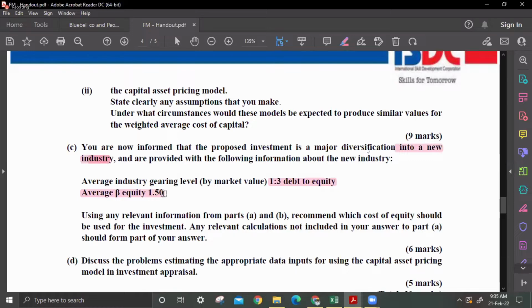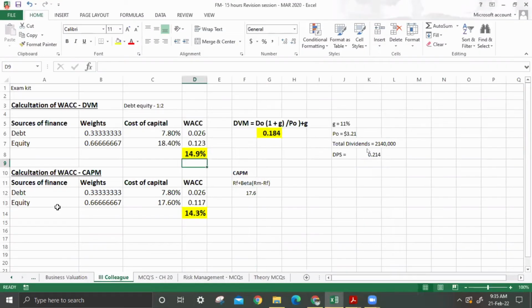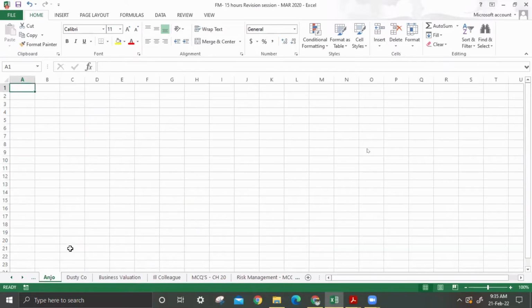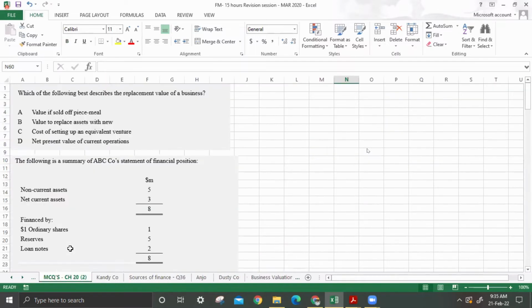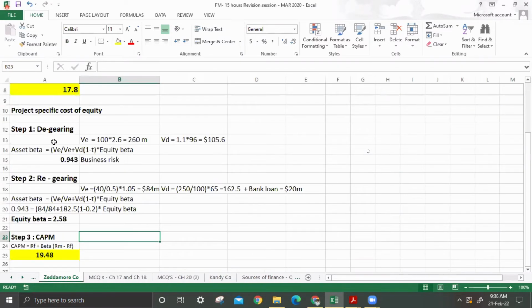Proxy companies' gearing level is given and the average equity beta is also given. So what should you do? Using any relevant information from part A and part B, recommend which cost of equity should be used for the investment. Any relevant calculation not included in your answer to part A should form part of your answer. Okay. So how are you going to start now? What are the 3 steps? Using the asset beta formula, what will you do? We have done problems on that, no? Remember this? Yes, Nitin. Ungear, regear, CAPM.